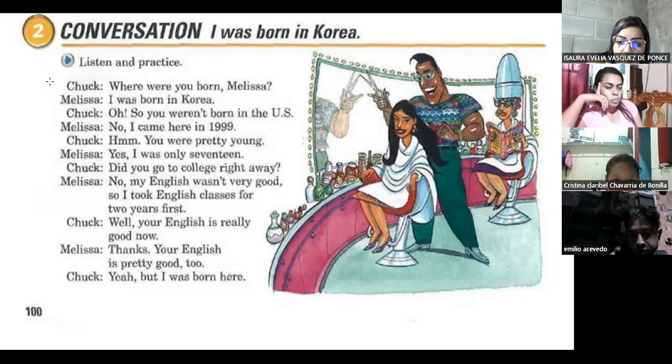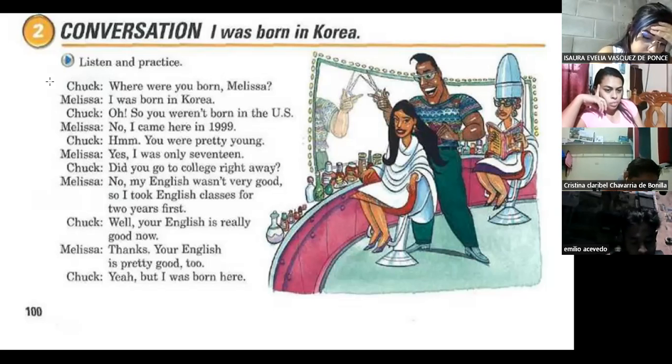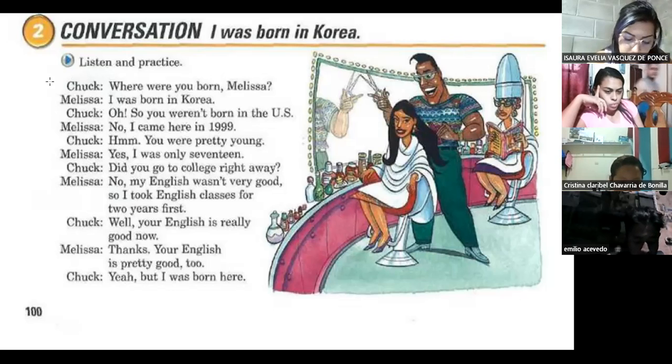Where were you born, Melissa? I was born in Korea. Oh, so you weren't born in the USA? No, I came here in 1999. You were pretty young. Yes, I was only 17. Did you go to college right away? No, my English wasn't very good. So I took English classes for 2 years first. Well, your English is really good now. Thank you. Your English is pretty good too. Yeah, but I was born here.